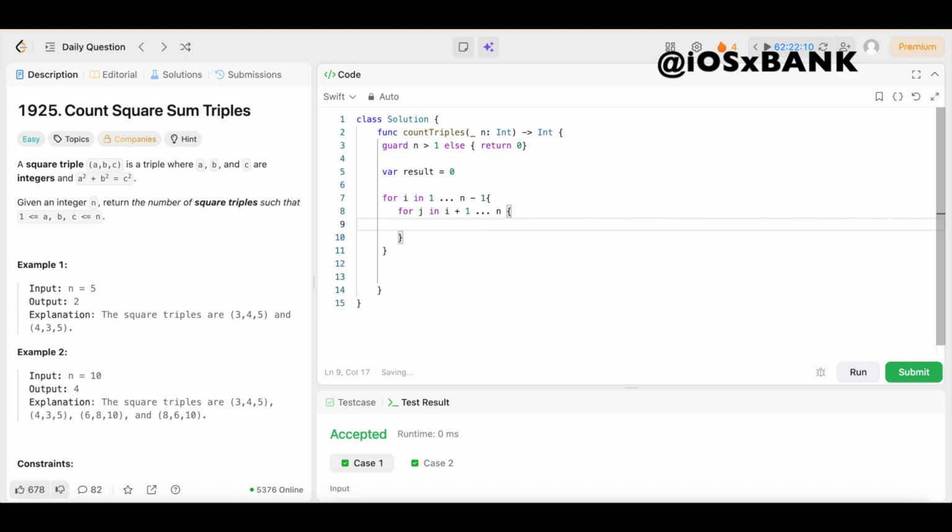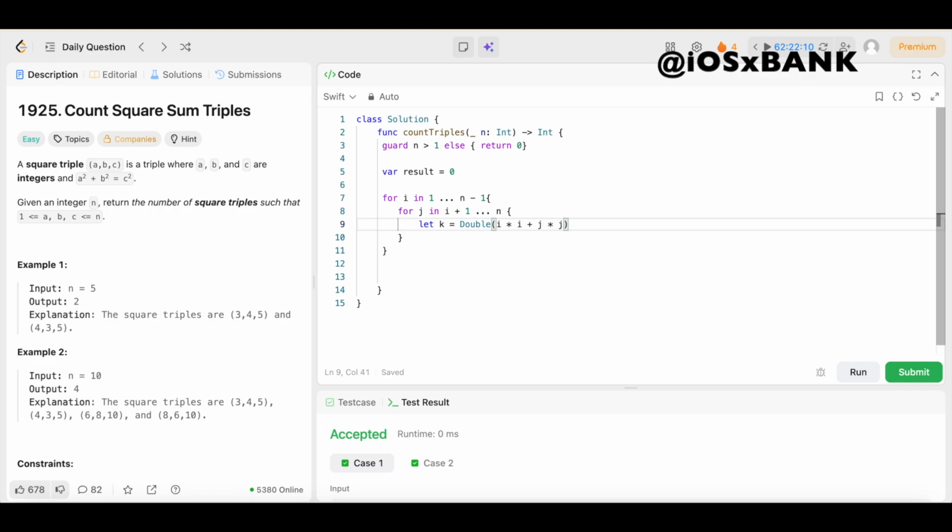Then we're going to compute i squared plus j squared, and this represents k squared in the Pythagorean theorem. Since square root returns a double, k is stored as a double for comparison. So we're just going to say let k equal a Double, open up the parentheses, and say i times i plus j times j. Boom.